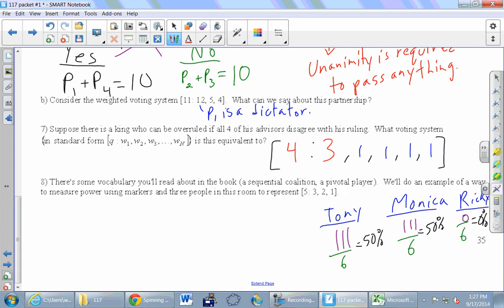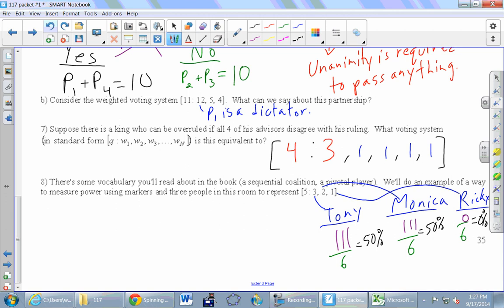So looking at the numbers, again, this first one was Tony, and there was Monica, and Ricky. Just looking at the numbers, who did it appear was the most powerful? Tony, because he had 3, and then Monica with 2, and Ricky with 1. But in reality, it turned out that Tony and Monica, even with different numbers of votes, were both exactly as important as each other, right? They both were really important, pivotal, 50% of the time.